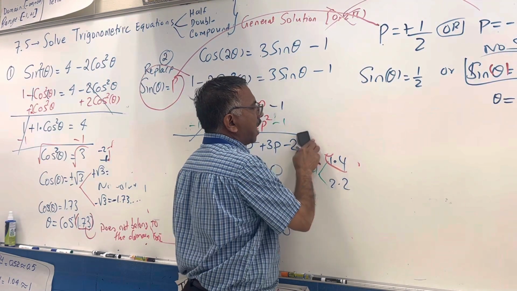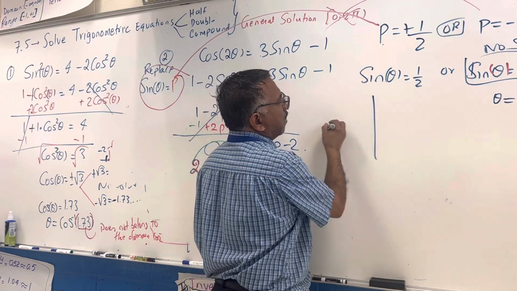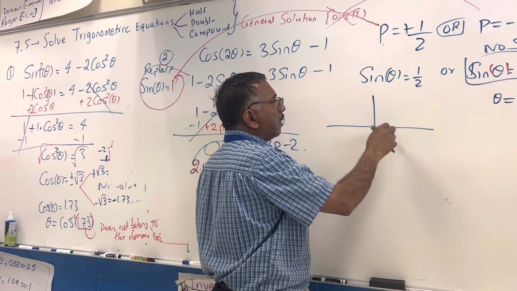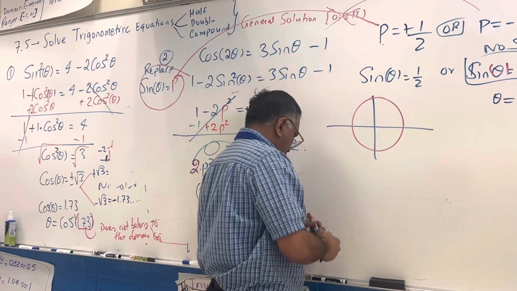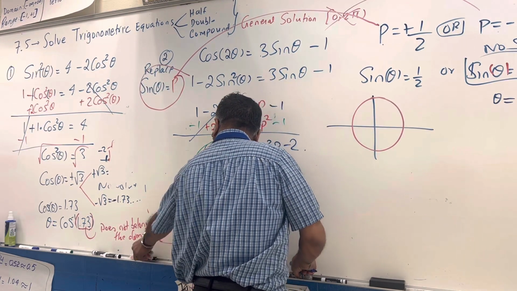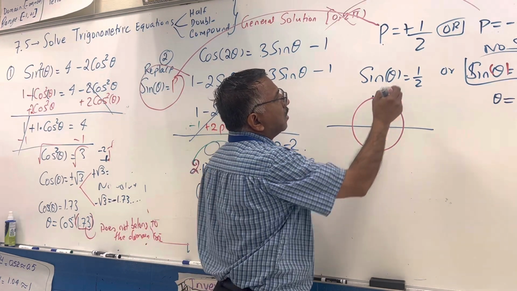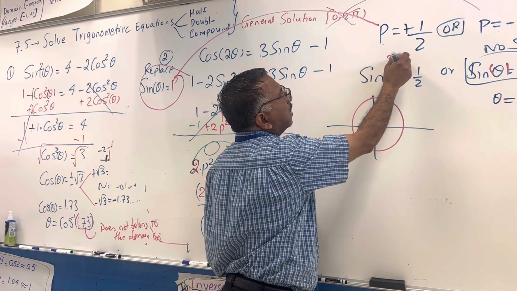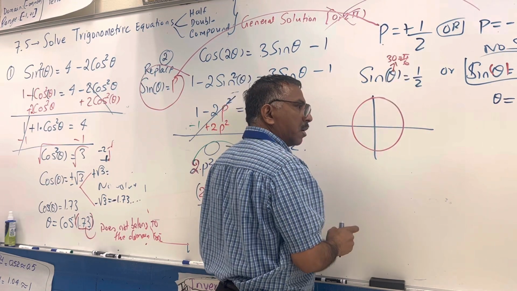But what about here? Where is the sine of an angle 1/2? If you think of this, if you draw it like this, the angle, so sine theta equals 1/2, we already know the answer is 30 degrees, which is pi by 6.